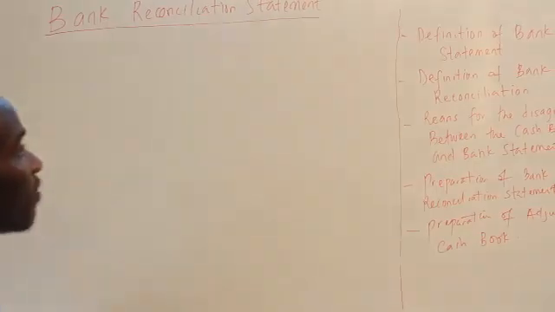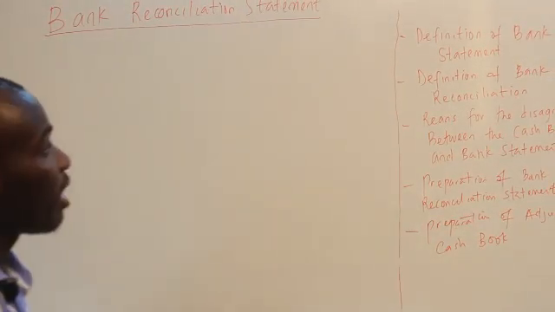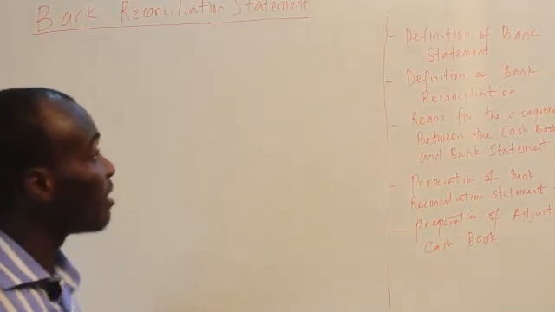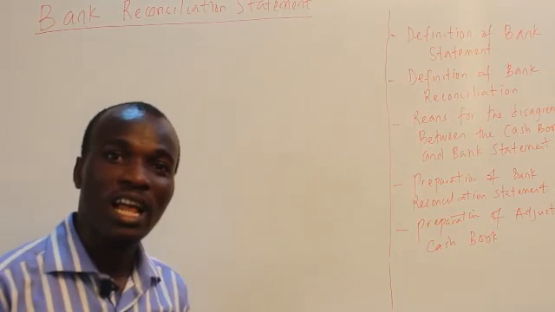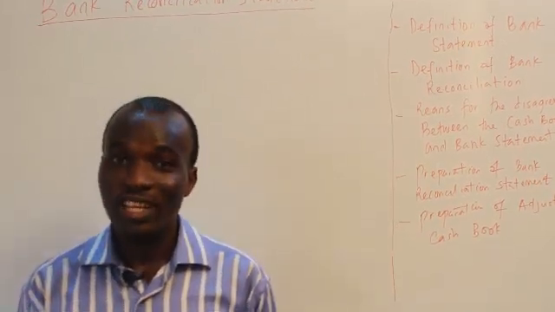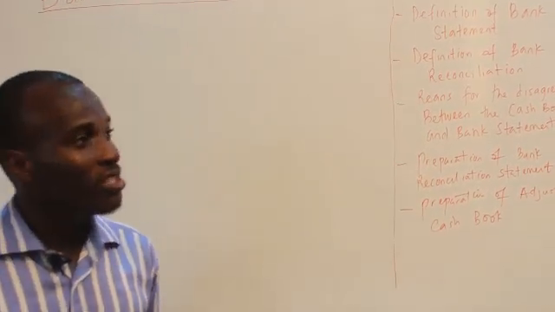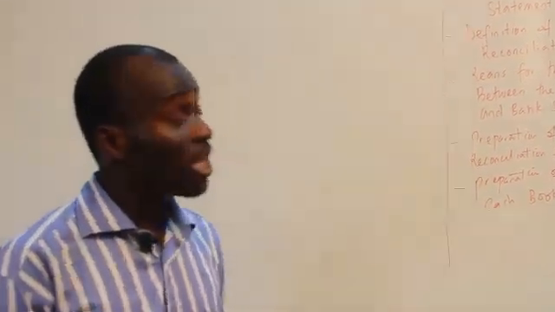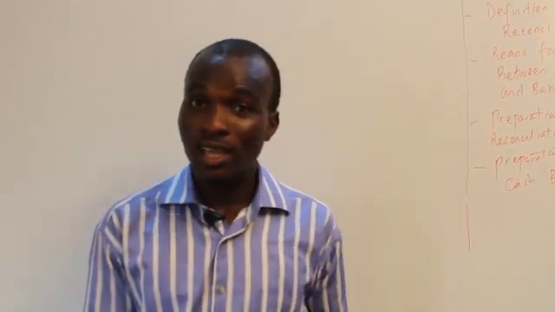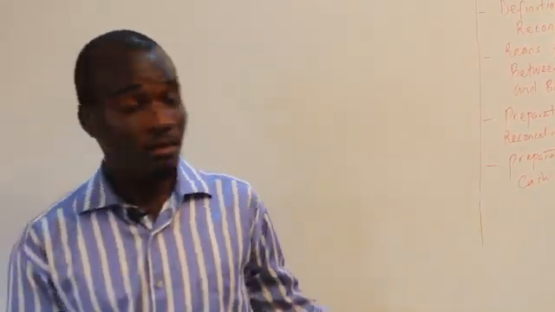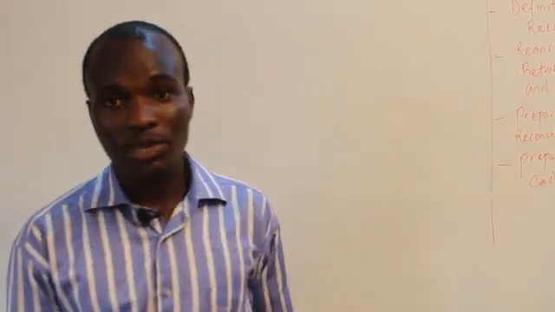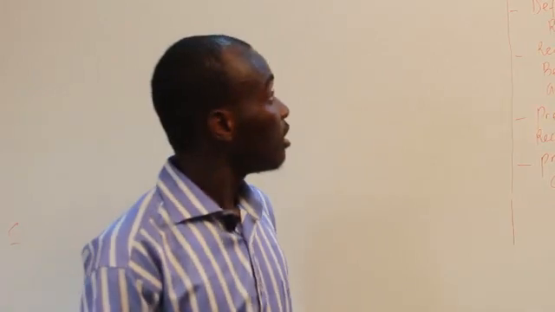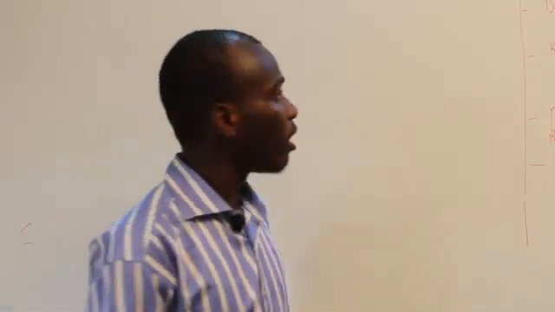And now we have the definition of the bank statement. The bank statement is a statement prepared by the bank and sent to an account holder in order to enable the account holder or its customer to know the balance in its account. So the statement is initially prepared by the bank and sent to its customer either monthly or quarterly based on the agreement between the bank and its customer. So it shows the amount of money in the account of its customer.